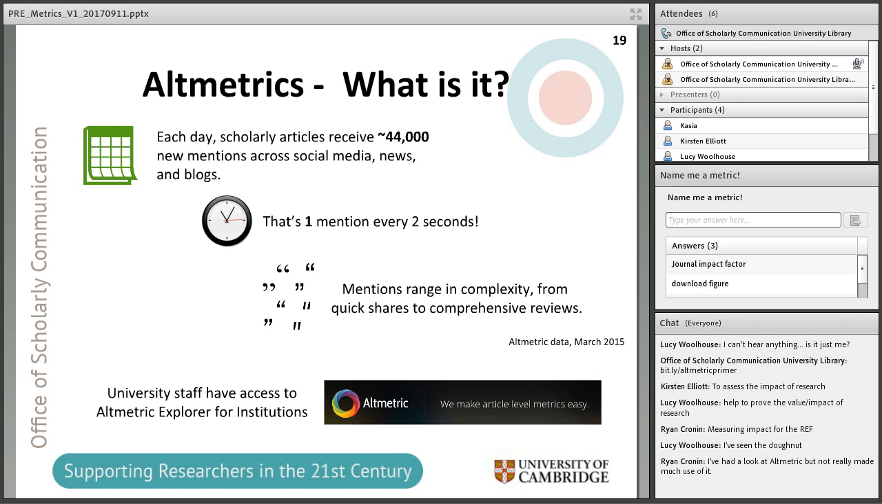And as university staff, we have access to Altmetric Explorer for institutions, and on the clickable document there should be a nice link to Altmetric. I think they have updated their interface since I put these slides together. So if you go on Altmetric and it doesn't quite look like the slides I'm showing you, that will be why. And again, I profusely apologise for that.